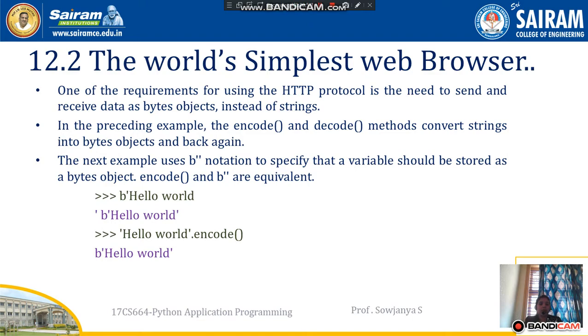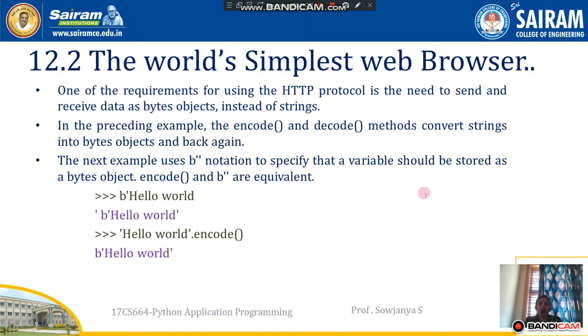For the next example, let us consider another simple example of hello world, and how we can include the encode and the decode. In this example, we use the b notation to specify that a variable should be stored as a byte object. Make sure that encode and b are equivalent.